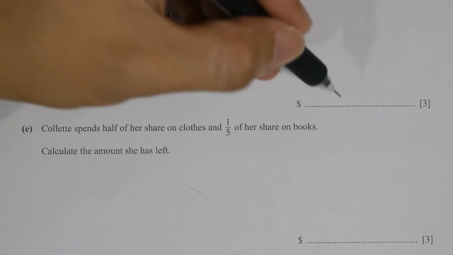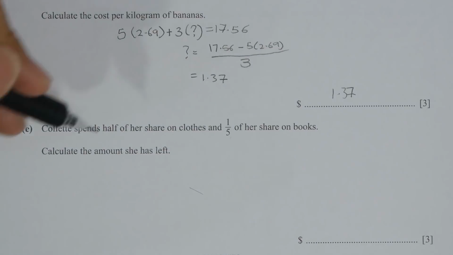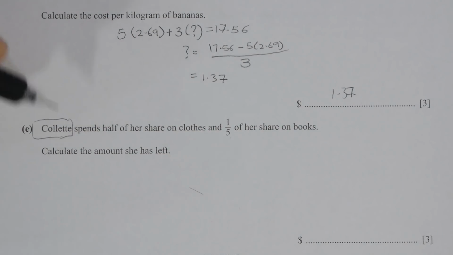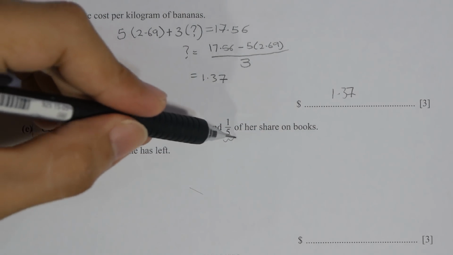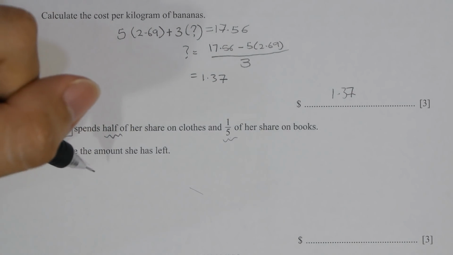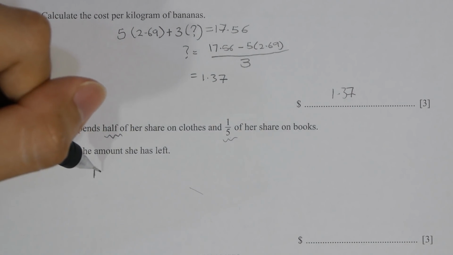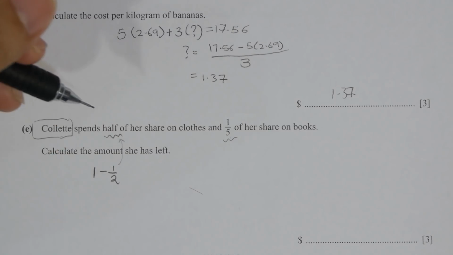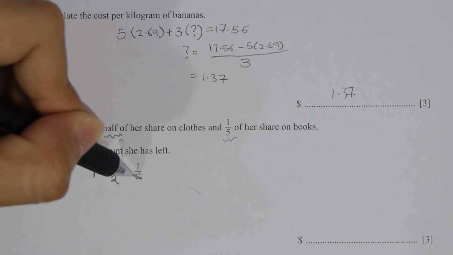Next part, Charlotte spent half of her share on clothes and 1/5 of her share on books. So just take 1 minus 1/2 minus 1/5, then you get 3/10. So 136 times 3/10, you will get 40.8.